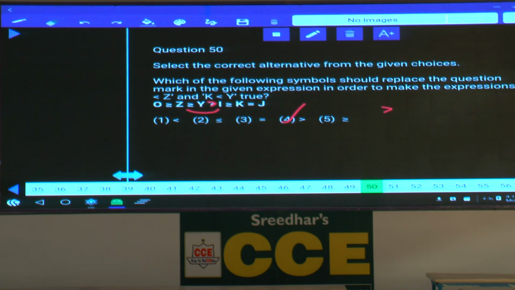And this is about 46 to 50. Then 51 to 55.